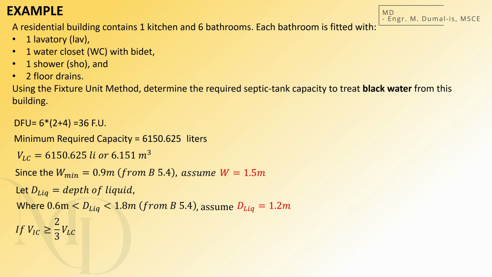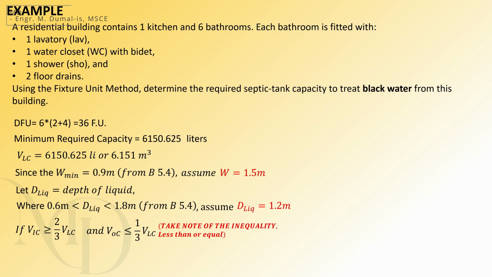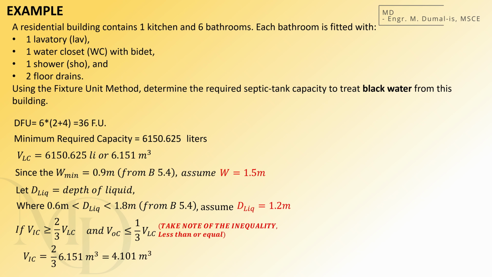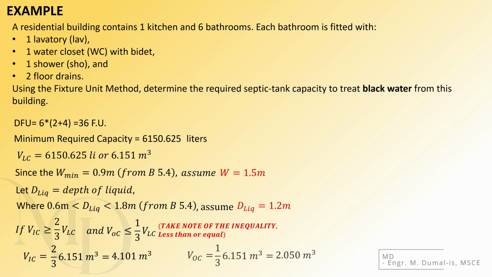We also know that the inlet compartment must hold at least 2/3 of the total volume, or a minimum of 2 cubic meters. Meanwhile, the outlet compartment is limited to 1/3 of the total volume. If we compute the volume of the inlet liquid capacity, we obtain 4.101 cubic meters. And the volume of the outlet liquid capacity is 2.050 cubic meters.